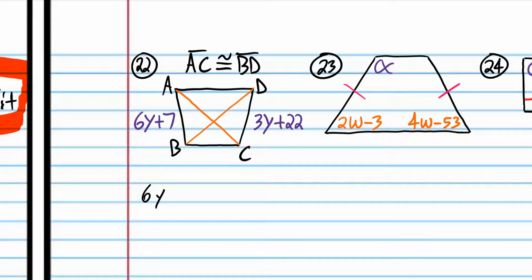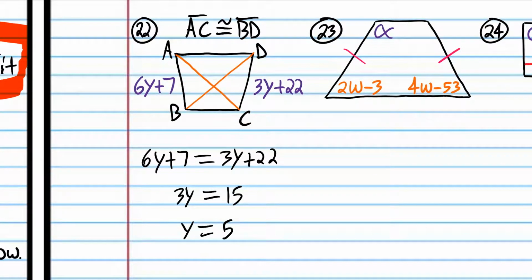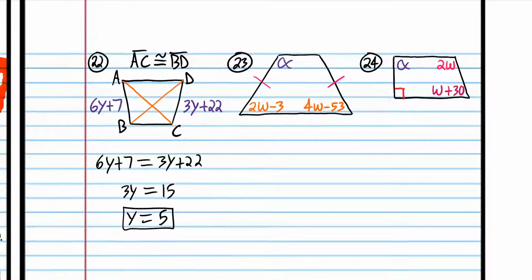So that means 6y plus 7 must be equal to 3y plus 22. Do the math on that, and we end up with y is equal to 5. And it looks like that was it on that problem.